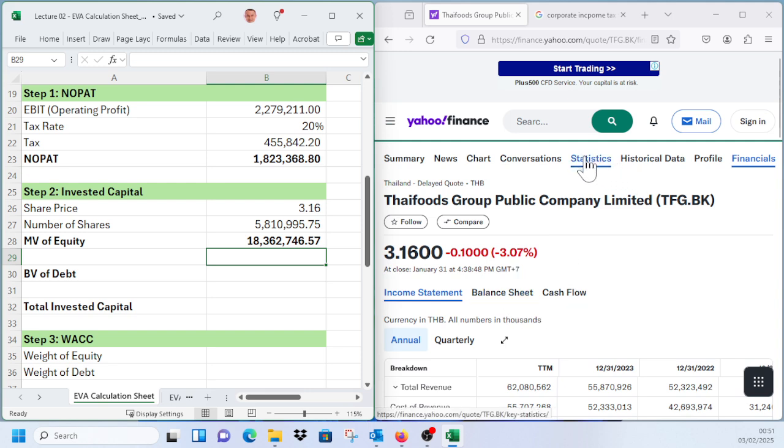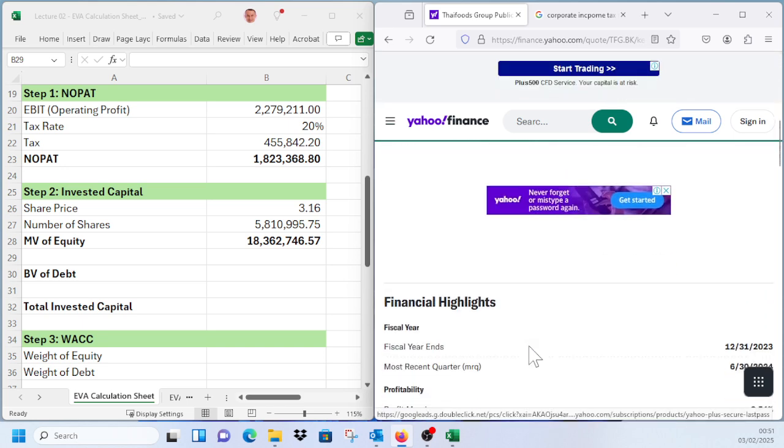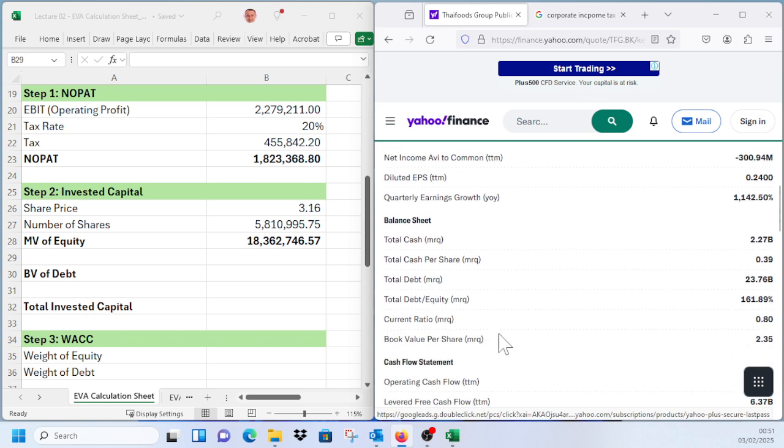one we have to go to the statistic tab, and it will give us, if we scroll down, it will tell us here the total debt, and the total debt as of the latest most recent quarter, MRQ, the most recent quarter is 23.76 billion. So everything is in thousands, so we put here 23.76 and get to this number, billion.